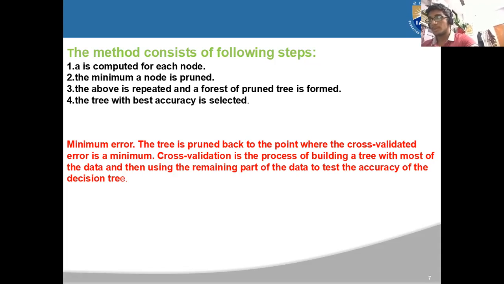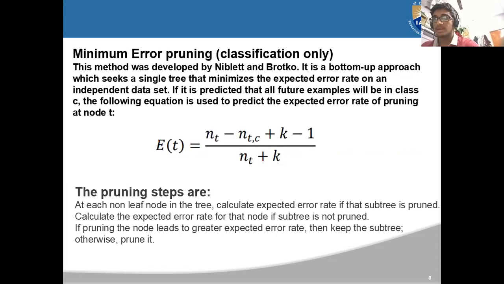Cross-validation is a process of building a tree with most of the data and using the remaining part of the data to test the accuracy of the decision tree. So cross-validation is a process of building a tree, as we discussed, with most of the data, and then using the remaining part of the data to test the accuracy of the decision tree, which comes under the minimum error.